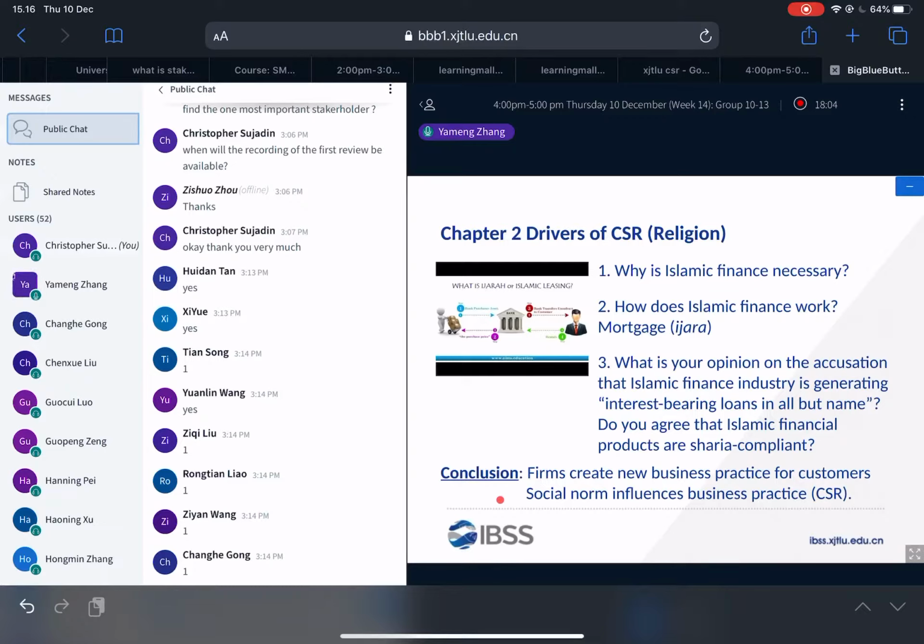The general conclusion here is that the firm has the choice to create a new business practice for the customers to meet the specific requirements from the customers because of a different social norm. Okay. We can also notice that social norms influence business practice. So that is the basic conclusion for this case.